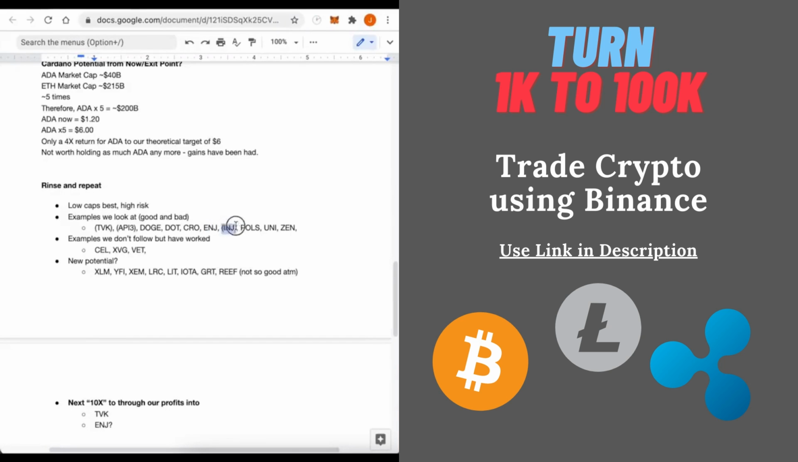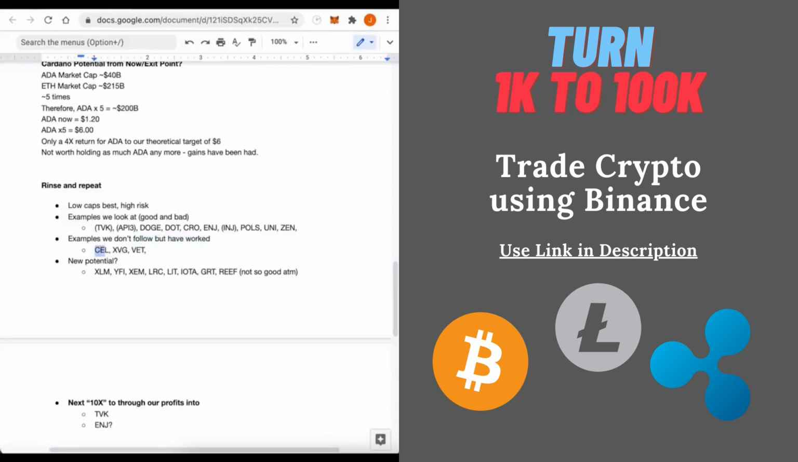Injective protocol, I think it could still do pretty well. We've talked about it on the channel. It's not performing as well as some of the others. PokerStarter has done very well. Again, these are just examples that we're looking at. Some work, some don't. It is what it is. Uni has done very well and just broke through some highs. Zen, something I've been holding for a long time, $3-4. It went to $90. And I only sold out some at around 60. So I still got 20x on that, but could have been a lot better. Examples we don't follow, but have worked.